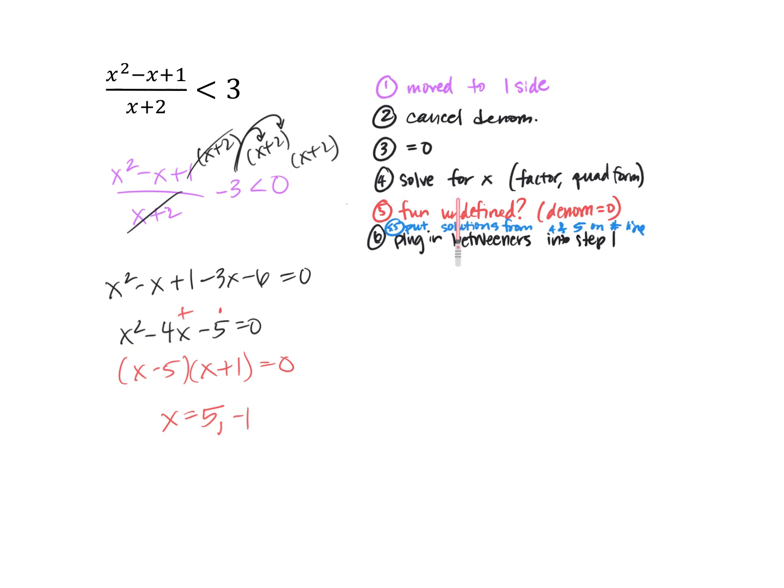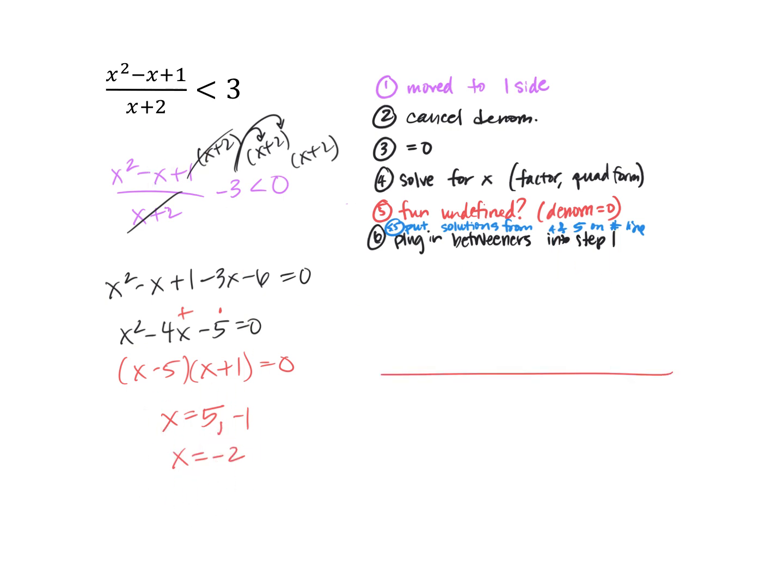We solve for x. Where is my function undefined is the 5th step. Where's the function undefined? When is that denominator going to equal 0? Negative 2, right? So we're going to say, ooh, those are my 3, what we call critical points. And then I put my steps in my last class. My bad, you guys. Step 5.5, whoops, supposed to be 6. I said put the solutions from 4 and 5 on the number line.